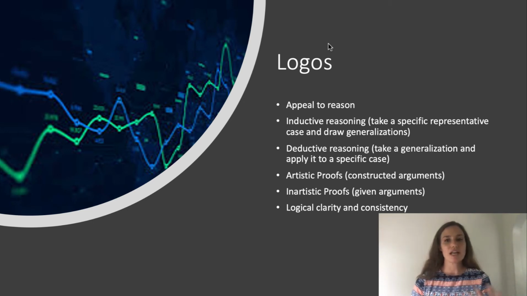Aristotle identified different types of arguments. There's artistic proofs and inartistic proofs. An artistic proof is created or constructed by the writer or the rhetorician or the speaker. So things like analogies or hypothetical examples, syllogism, those would be examples of artistic proofs. Inartistic proofs are things that are given to the writer or the rhetorician or the speaker. So just hard data without the analysis, testimony, primary source documents, things like that would be considered inartistic proofs. With logos, it's important to have logical clarity to make sure that your argument makes logical sense and is logically sound, and make sure that it's consistent.